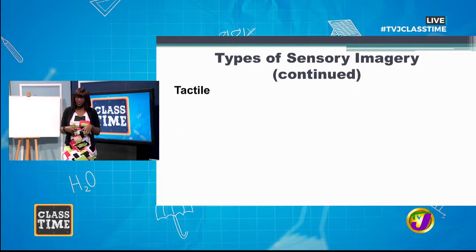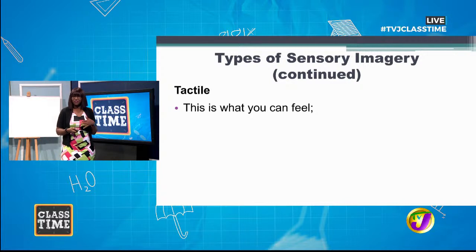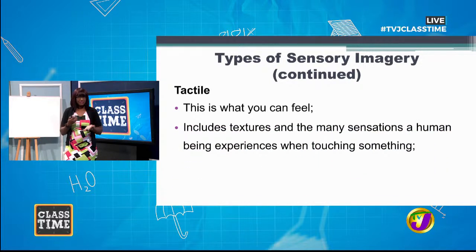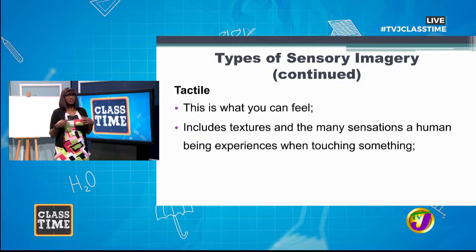The next type of image, tactile. This has to do with things you can feel. So you sense it through your skin. And of course, if you're going to talk about things you can feel, you're looking at things like temperature. You're looking at things like hardness and softness. You're talking about things like resistance. So things you can feel.